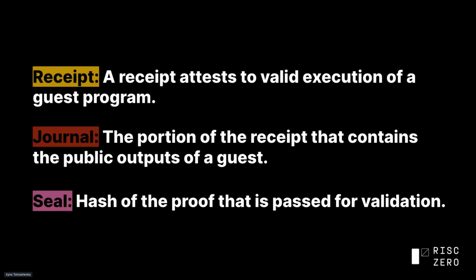The receipt contains two parts. This is the receipt that validates the execution. It has a journal, the portion of the receipt that contains the public output of the guest program that you sent to the ZKVM, and the seal. The seal is the portion of the receipt that cryptographically attests to the correct execution of the guest program. So basically, the seal is a ZK STARK proof and is generated by the prover.